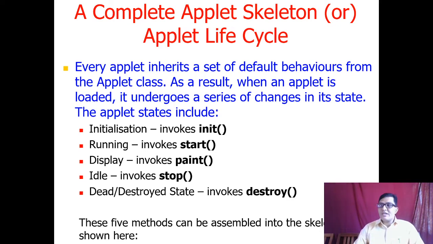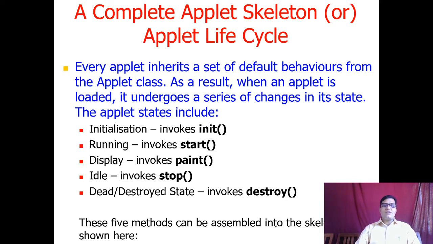And the dead or destroy state indicates completely closing your applet program. No further action will happen once you call the destroy method. Now let us see the methods of an applet. First one is the init method, by which you initialize the applet. Second is the start method, by which you start your applet program. It indicates the running of your applet. The paint method is used to display the content, and the stop method is a temporary stop. The destroy method is used to destroy, meaning completely closing your applet program.